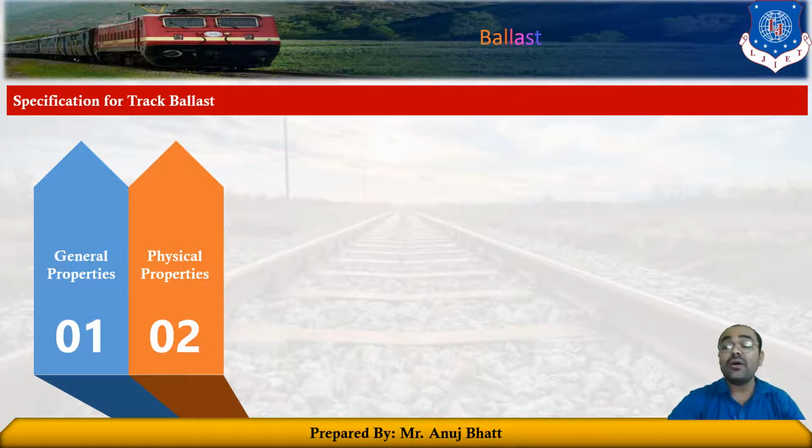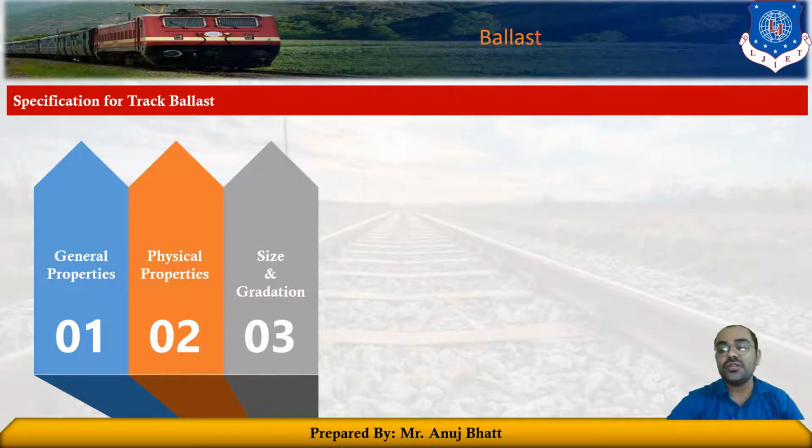Also, talking about the water absorption, the materials used for the ballast should not have water absorption of more than 1%. Next is the size and the gradation. The gradation of the aggregate is the most important consideration while we are using aggregates for any construction. When we provide the aggregates for the ballast, it should have some size and gradation.